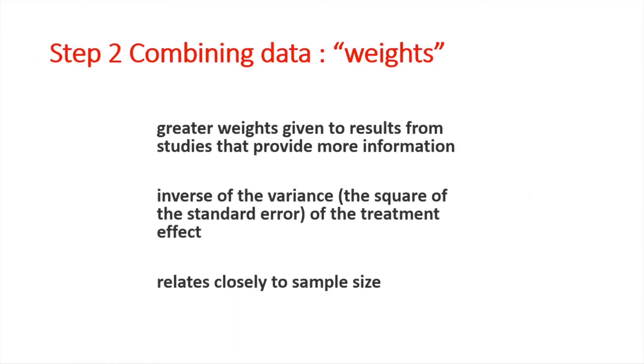Now, we arrived at step one, which was to arrive at a surrogate point. What we now need to do for each study is weigh that end result in the study. And essentially, studies that give us more information carry more weight, and we use an inverse variance. Okay, and it's closely related to how many patients there are, or what the sample size is.